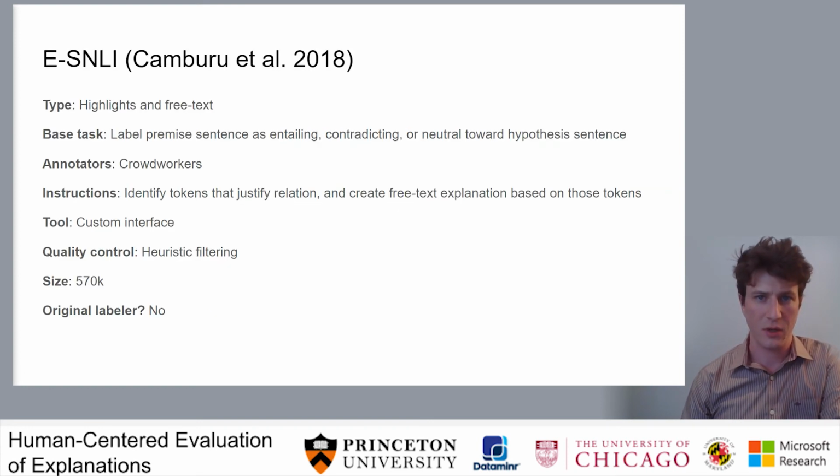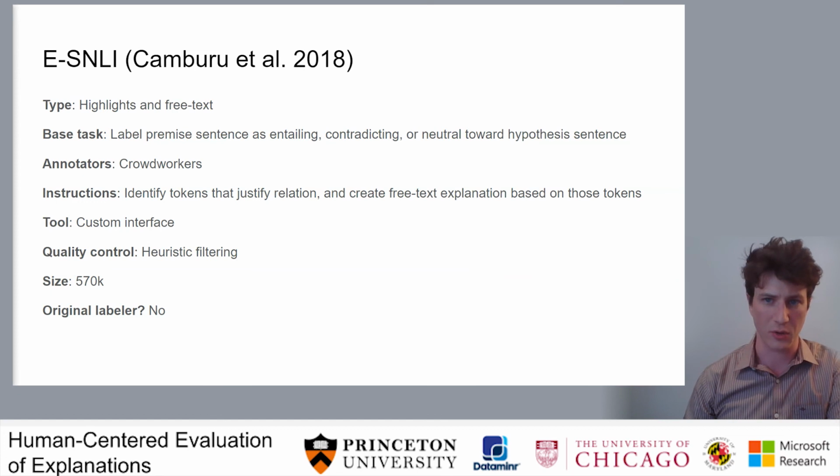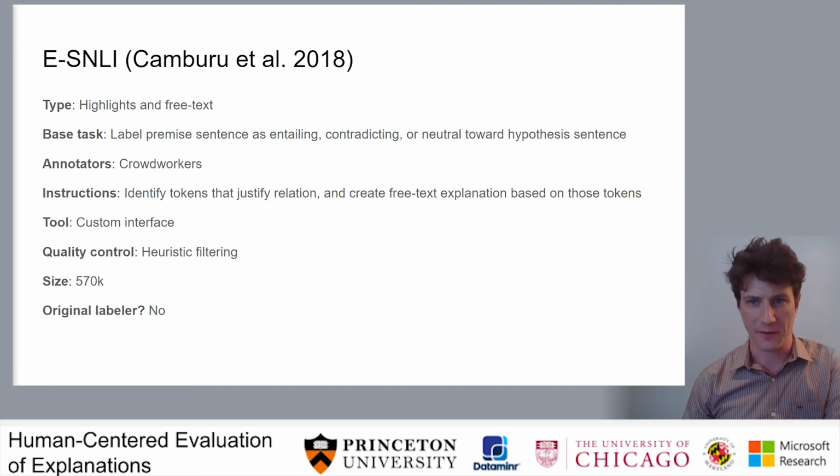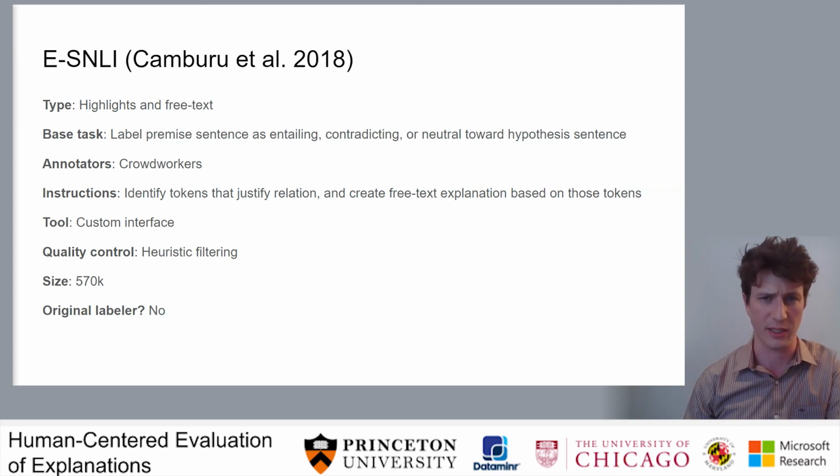ESNLI is a textual entailment dataset asking annotators whether a premise sentence entails, contradicts, or is neutral toward a hypothesis sentence. Like Kaushik, annotators were asked to provide both rationales and free text explanations for their labels. One difference in ESNLI was that the free text explanations were required to contain the tokens highlighted in the rationales, which is kind of an interesting quality assurance mechanism.